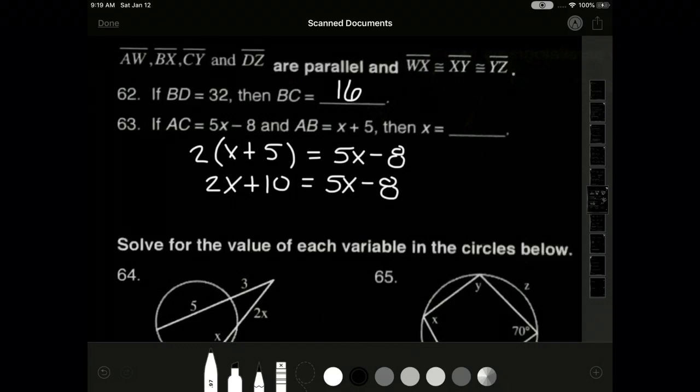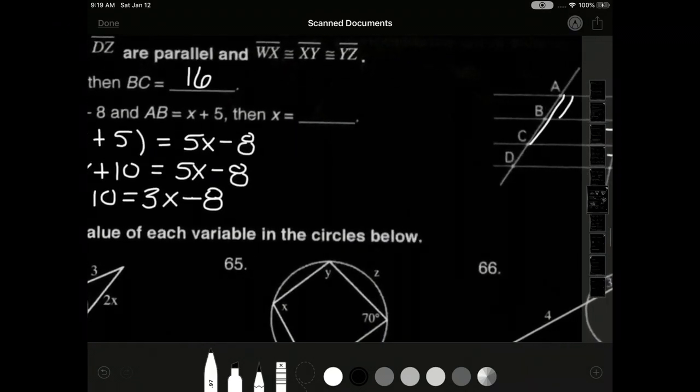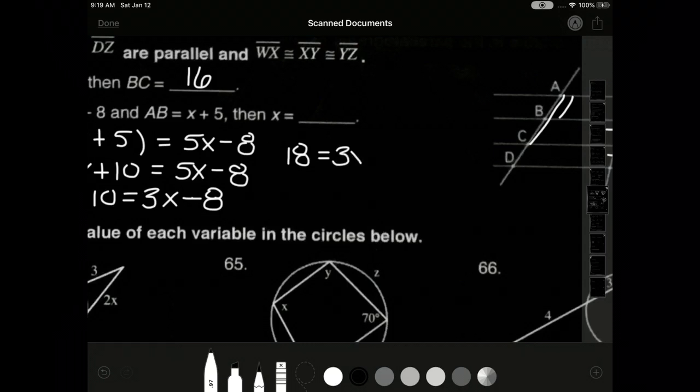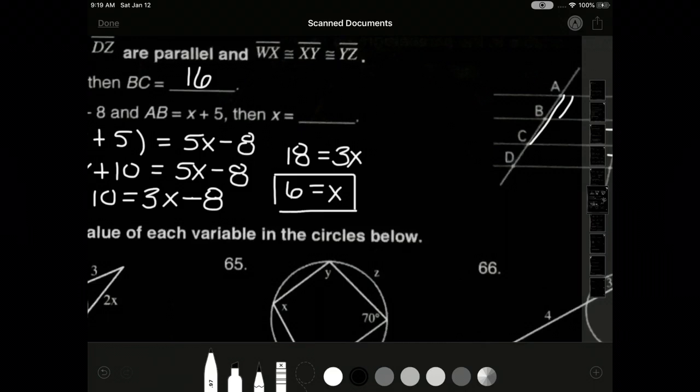We can subtract our 2x, so we get 10 equals 3x minus 8. And when we add 8 to both sides, we get 18 equals 3x. And when you divide by 3, you get 6 equals x. So there's our answer.